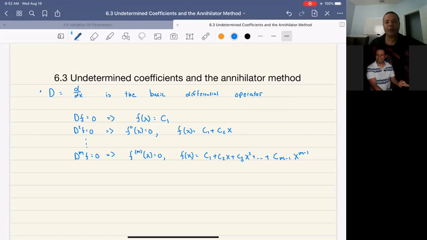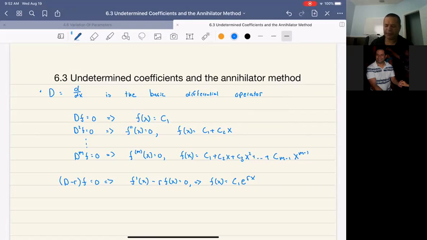Now, let's go ahead and go with the next level. So let's take (d minus r) f of x equals 0. Okay, well, if we take (d minus r) f equals 0, that means we're taking f prime of x minus r f of x equals 0. Okay, so f of x equals c1 e to the rx.